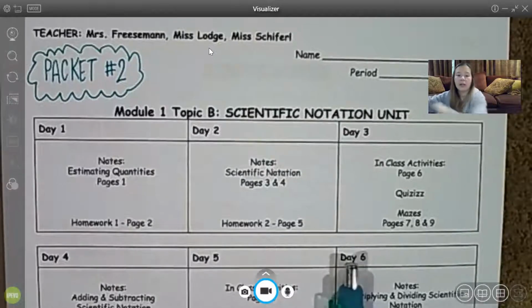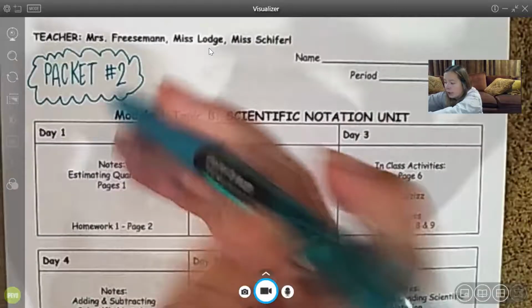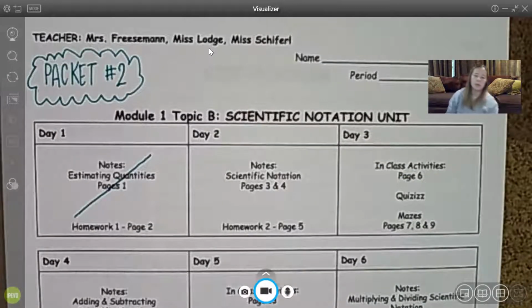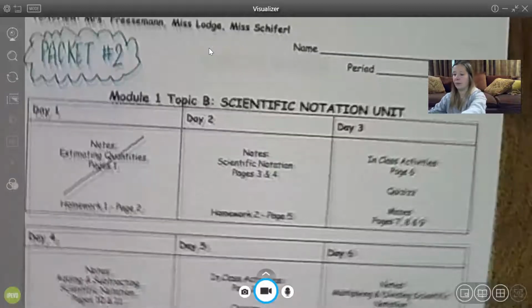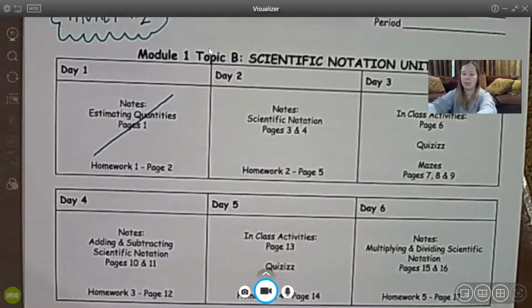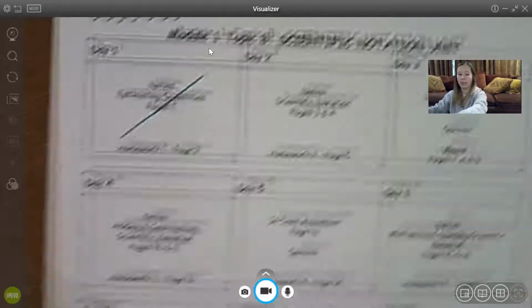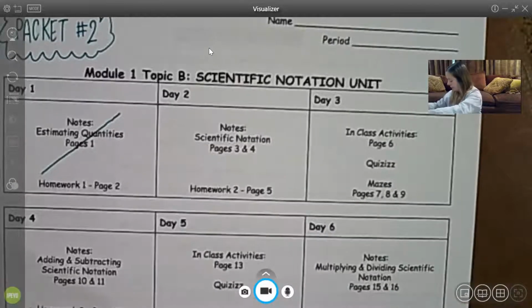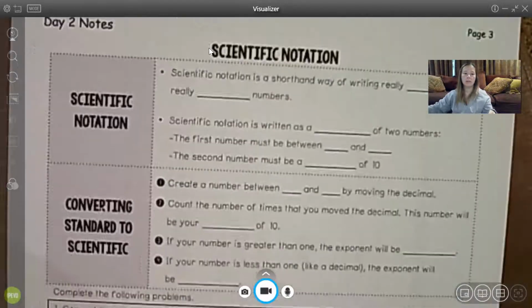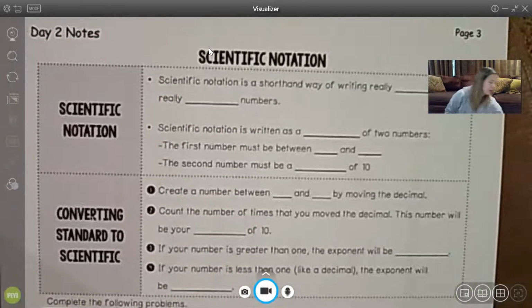Okay, we are not going to do day 1. You can cross that off if you would like to. We are going to start with day 2, which is scientific notation. So you should have packet 1 now and something to write with. And I am going to go to page 3. Today's notes are on page 3. Page 3 looks like this. It says day 2 notes at the top, but for us it's day 1 notes.